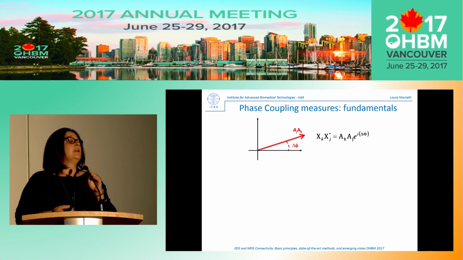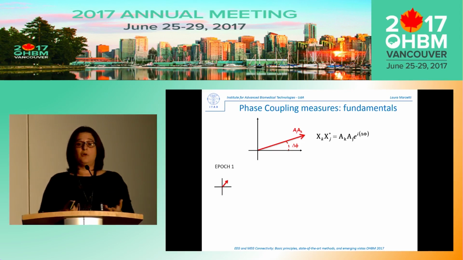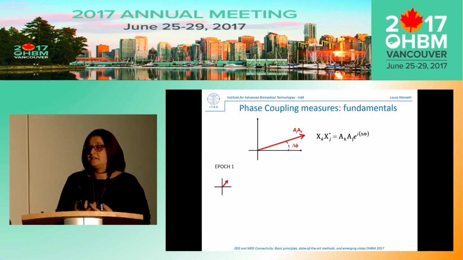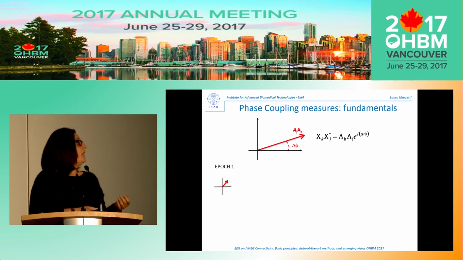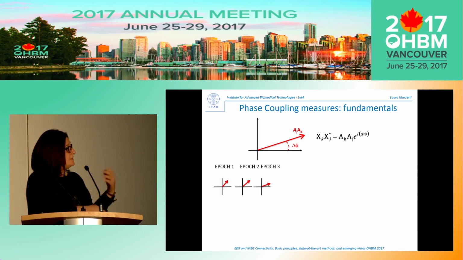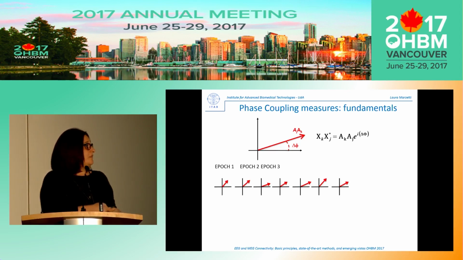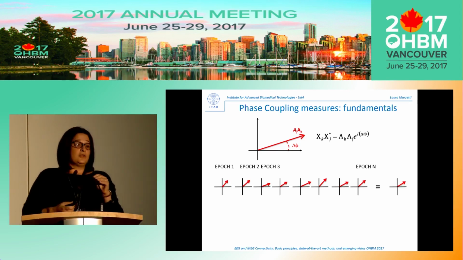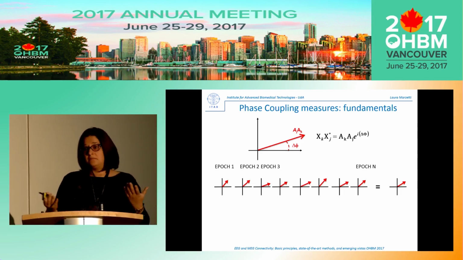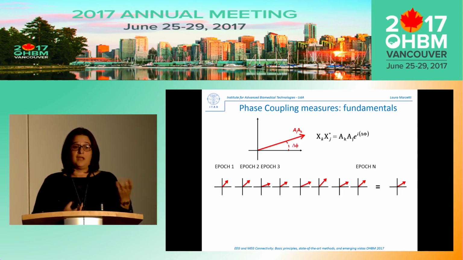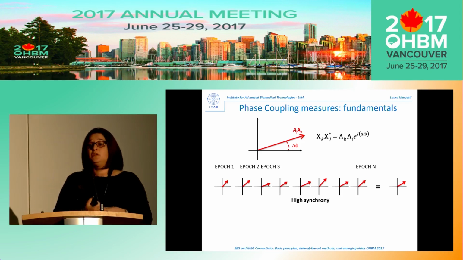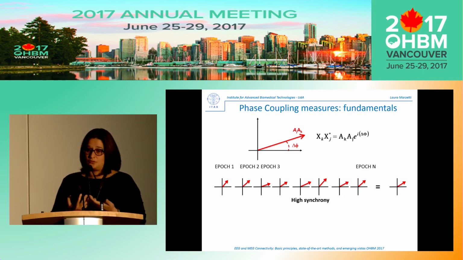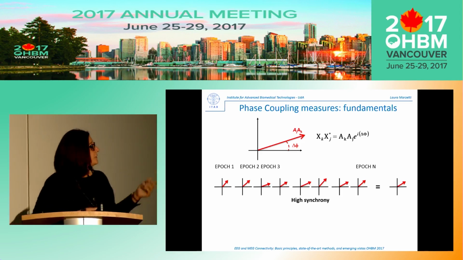Actually, what we are looking for is this kind of situation. Consider that you have one epoch of your data, which, since we are considering resting state activity, is not locked to any specific event. And in this epoch, your vector representing the coupling between the two signals is this one here. Then you consider the second epoch in which you have something similar, and so on. You do it for all the epochs in which you have chunked your signal, and then in the end you average. So if you are able to find a vector with some meaningful length, and with some angle with respect to the x-axis, then we call this a situation of synchrony between the two sources. Of course, we are talking about lagged synchrony, but still synchrony.